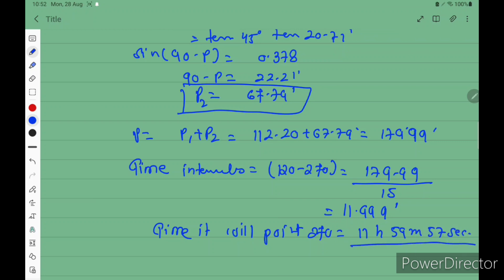So these two numericals are very important and are repeated many times. So I hope you understand the basics of the gyro compass formula. This video is only about the formula and these two numericals. My next video is solving all the numericals from 2023 to 2014.